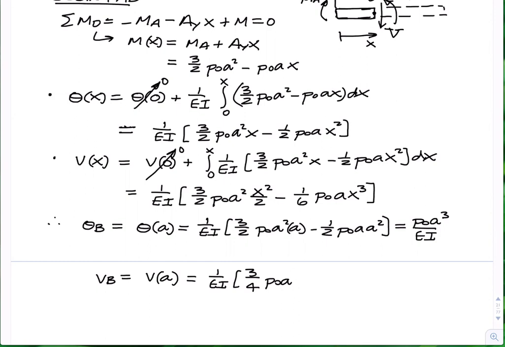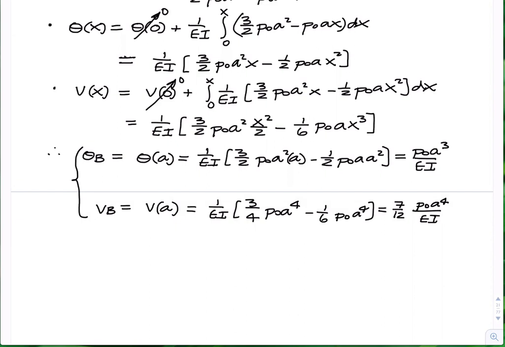My mistake was in thinking I'd made a mistake. This truly was a to the 4th. And then this is minus a 6th p naught a to the 4th. So our deflection there at B is 7/12 p naught a to the 4th divided by EI. So these are two pieces of information we'll need later on in order to do our integration there between B and C.